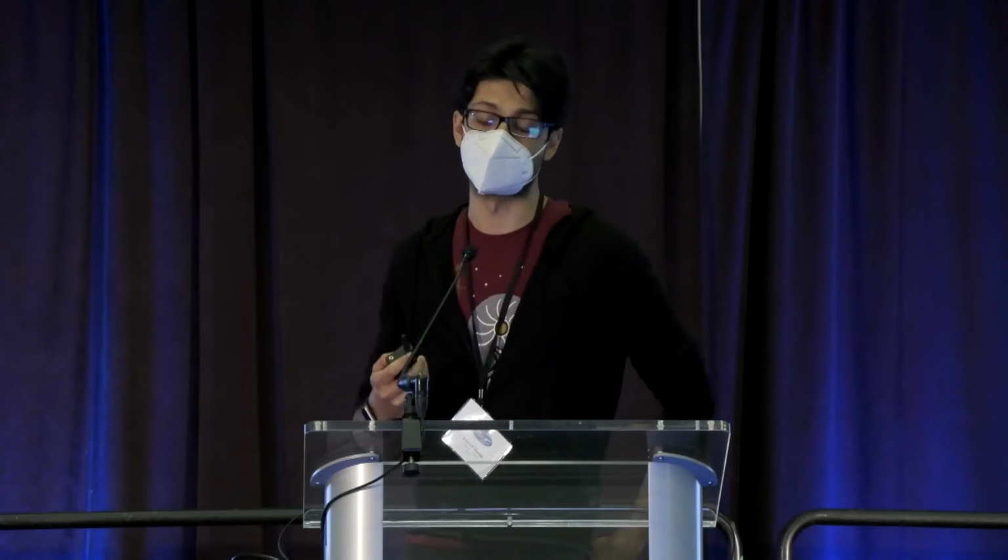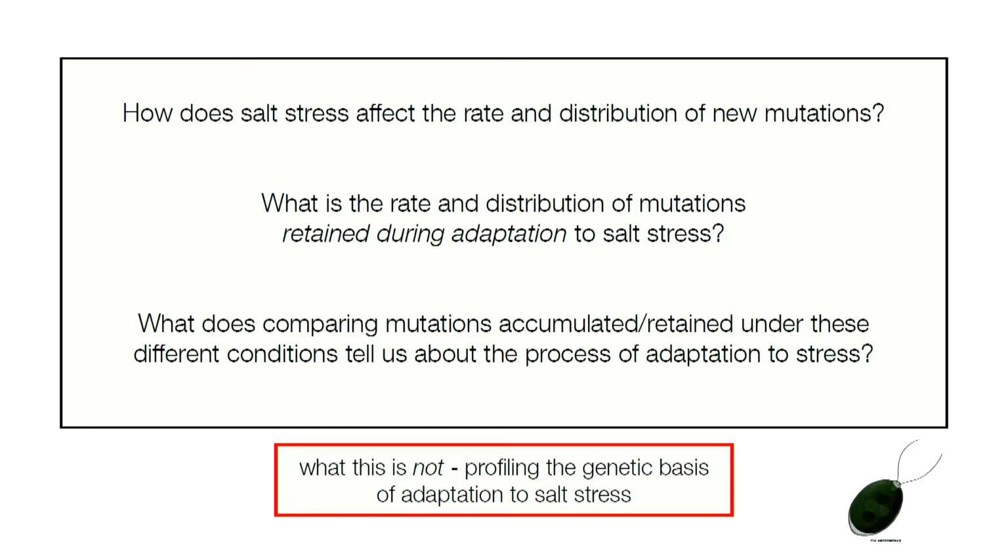Another way of restating this question is, how does salt stress affect the rate and distribution of new mutations that arise? Perhaps we could compare this with the rate and distribution of mutations that are retained during adaptation to salt stress. And then finally, by comparing these two mutation sets, we can think about what this tells us about the process of adaptation to the stressor and how stress affects spontaneous mutation along the way. To be clear, a quick disclaimer: we're not trying to profile the genetic basis of adaptation to salt stress yet. That might be for a future study, but this is more about mutational input, genetic variation during the process of adaptation and any biases that stress might introduce for now.